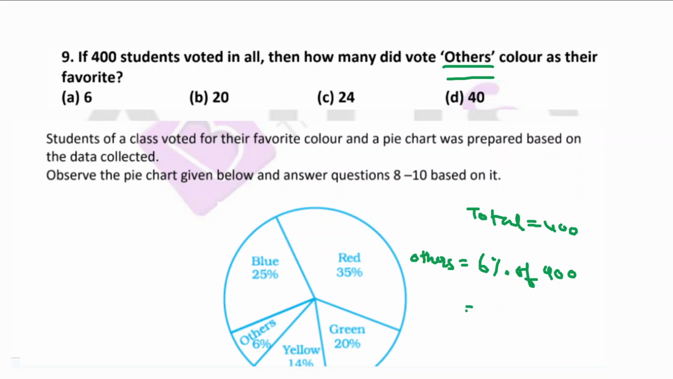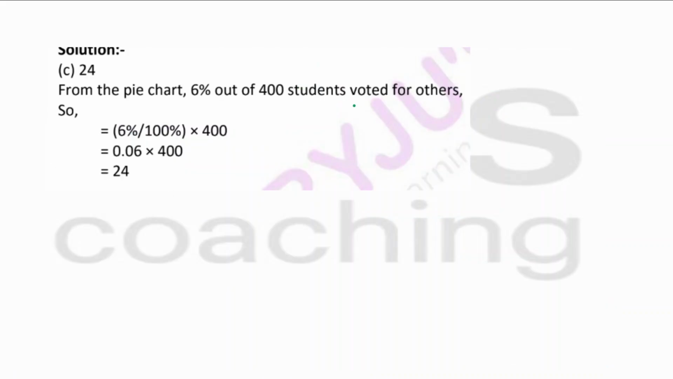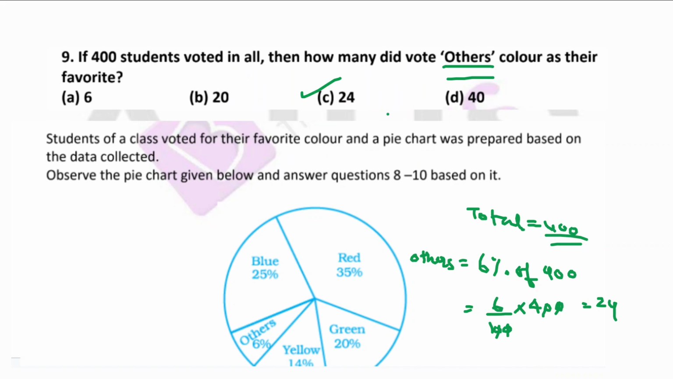6% of 400 means 6 divided by 100, of the total. Of means multiplication. What is the total? The total is given as 400. So 6 by 100 into 400. So 6 4s are 24. So the right answer is option C. Okay, the right option is option C. Now please correct your solution.